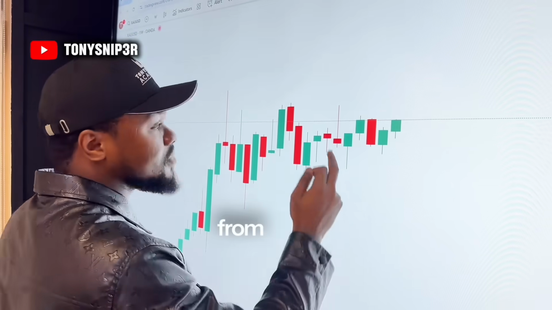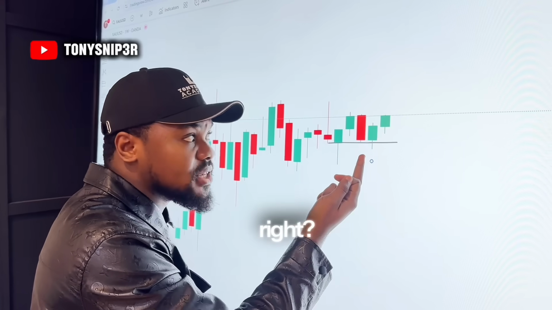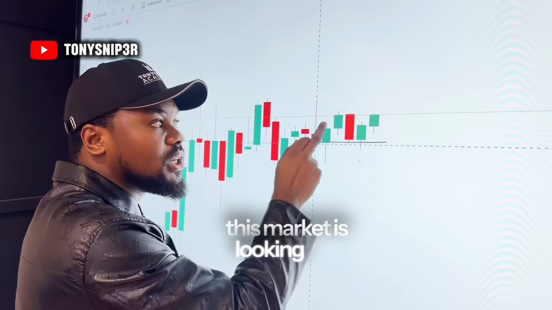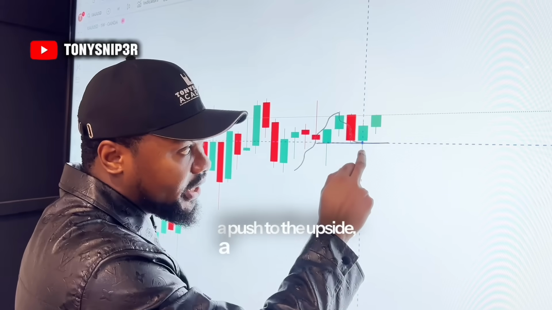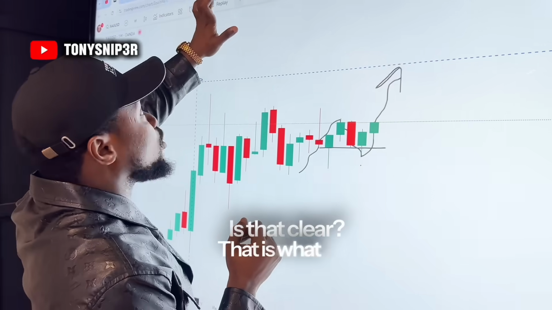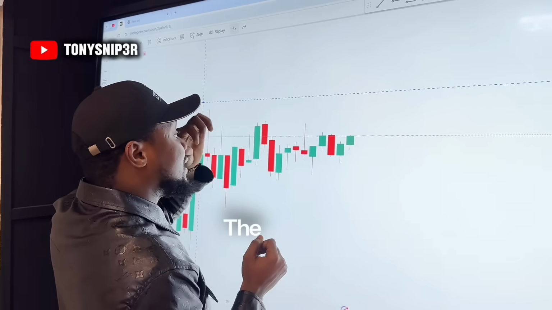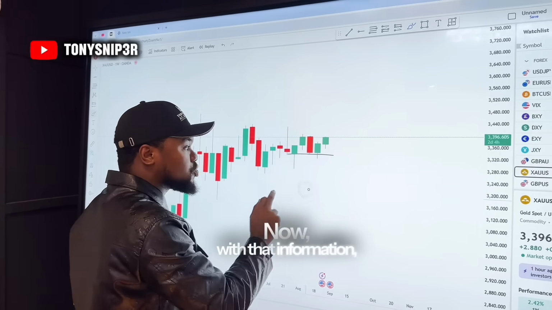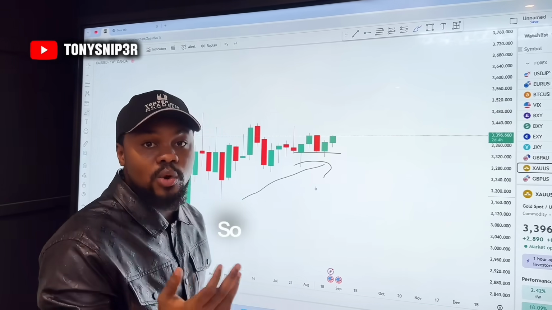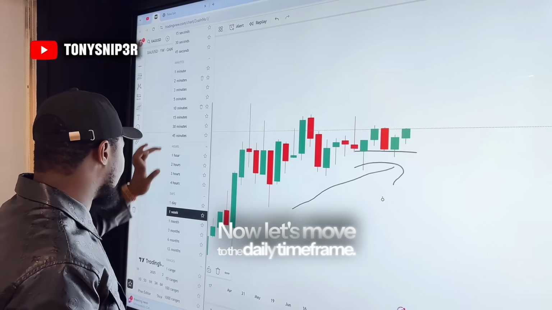Now, what can you see from this last 3 candles? This is the level where gold has been struggling to break, right? So automatically, this market is looking like a push to the upside, a retracement, then more push want to happen. Is that clear? That is what you do on your weekly time frame, all right? You just go to your weekly time frame and you mark what? The last 3 candles. Now, with that information, you already know that this market is bullish. So anything you should be looking for on gold should be what? Buys.